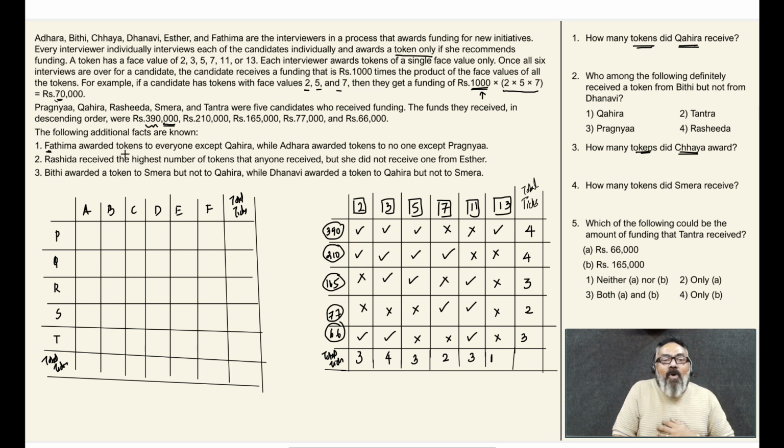F awarded token to everyone except Q. And let's keep it here. सबको दिया except Q. Q क्यों नहीं दिया यार? F awarded token to everyone except Q, which means F को 4 मिला. 4 होना चाहिए. मतलब जिसके पास भी F का टोकन है, has to have a 4 count. कौन है इधर 4 count? एक ही तो है, which is 3.